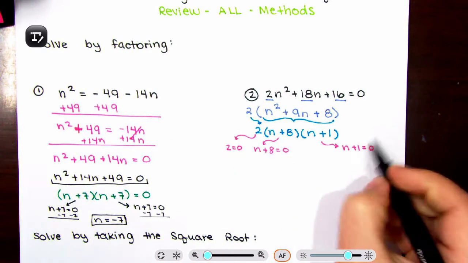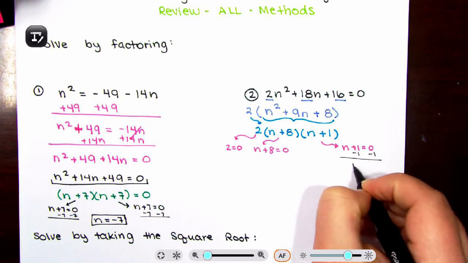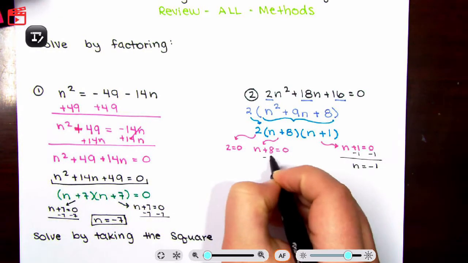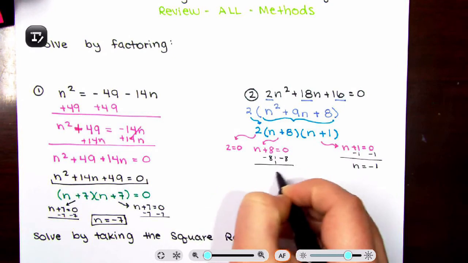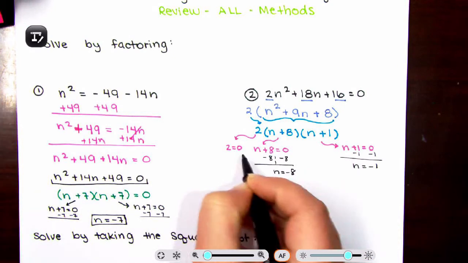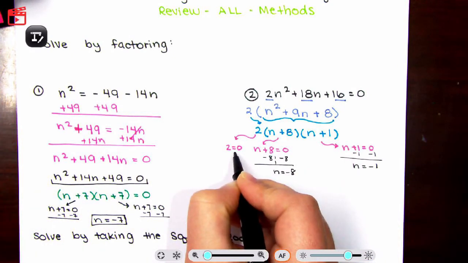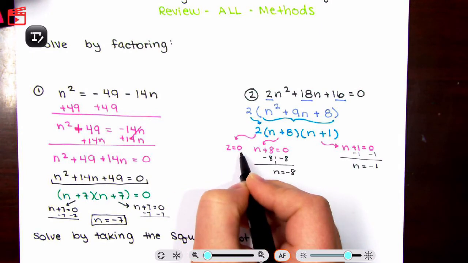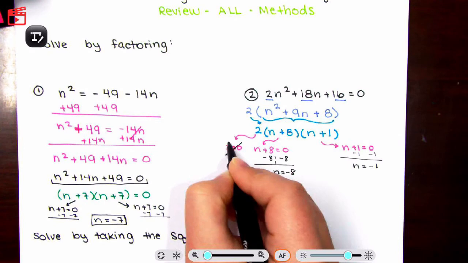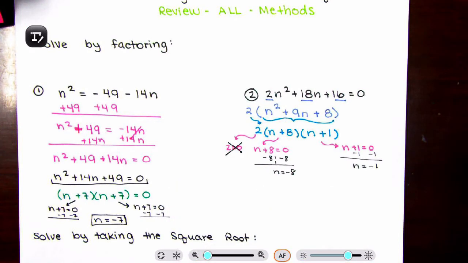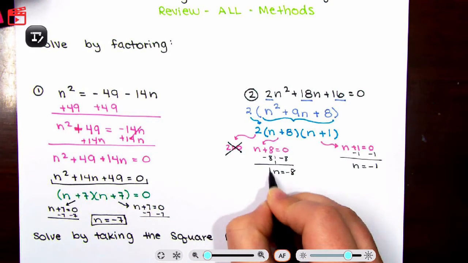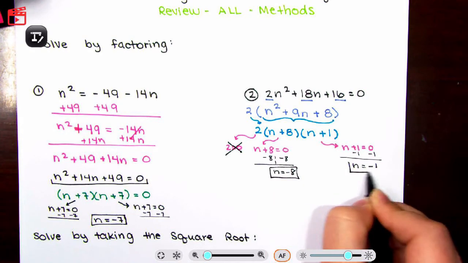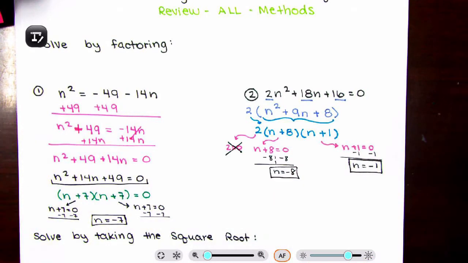All right, so you're going to subtract 1, n is equal to negative 1 here. Subtract 8, n is equal to negative 8 here. And then look at this one. This one says 2 is equal to 0. First of all, there's no n for us to solve. Second of all, 2 is never 0. If I have $2 or I have no money, that's very different. So therefore, this is not a true statement, so we do not include it. So we have two answers. We have n is equal to negative 8 and we have n is equal to negative 1.